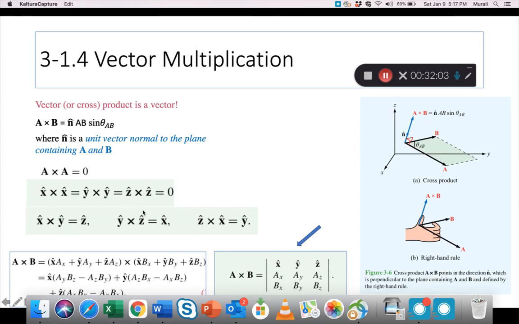Here's a bunch of other formulas and rules. A cross A is 0. Unit vectors, each of them along x, y, z: if you take their cross product with themselves, it is 0. But if you take a cross product in this order, then you get the other. So x times y, you get the other, which is z. Y times z, you get x. Then z times x, you get y.